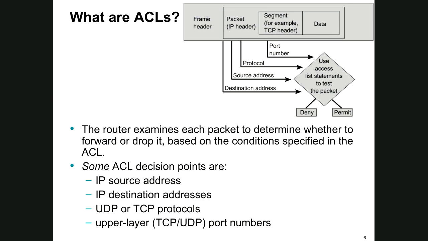The more complicated extended access control lists can base their decision whether to permit or deny on source address, destination address, and port numbers. For example, we might allow port 80 and deny port 25 for email. But in this particular course, we're just looking at standard access control lists.